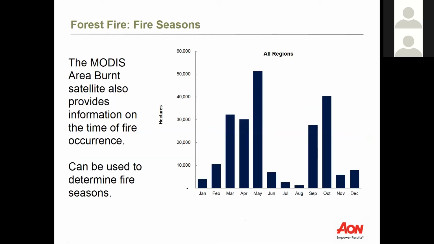The other thing we used it for was to work out the fire seasons, or the time of the fire occurrence. A lot of the time, the forest might not be at risk because there's not many fires during that time. So we can also have an idea of when the fires occur, and maybe have more people on alert for that time, things like that.